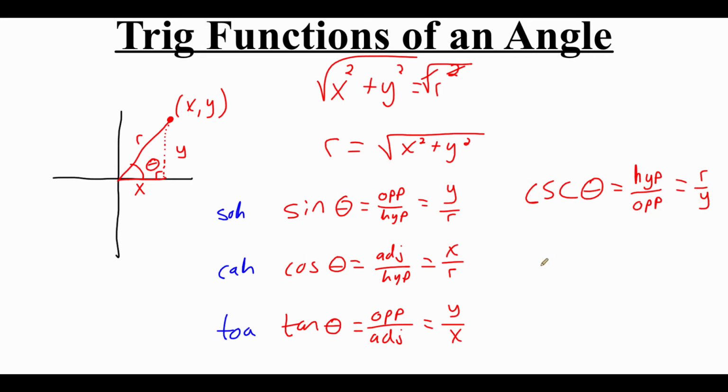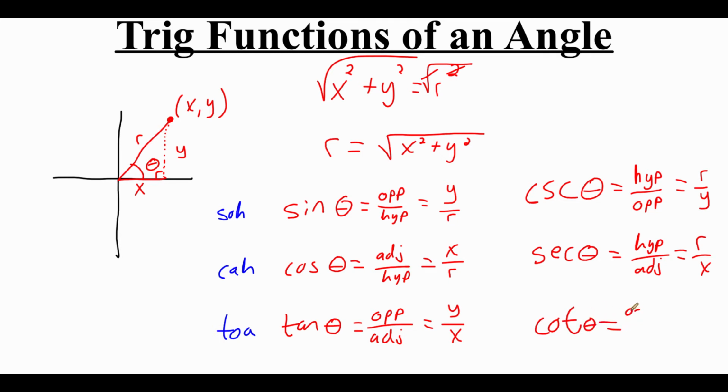The reciprocal of the cosine is the secant of theta. So this one we would do the hypotenuse over the adjacent side. So we would take r and divide it by x. And then the reciprocal of the tangent is the cotangent of theta.